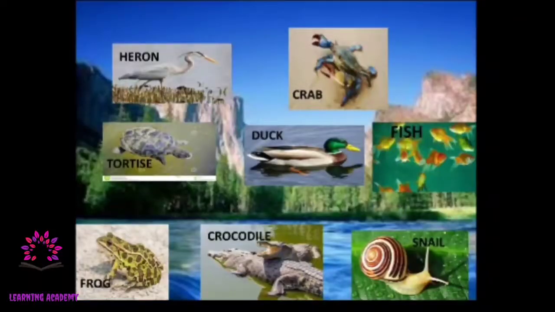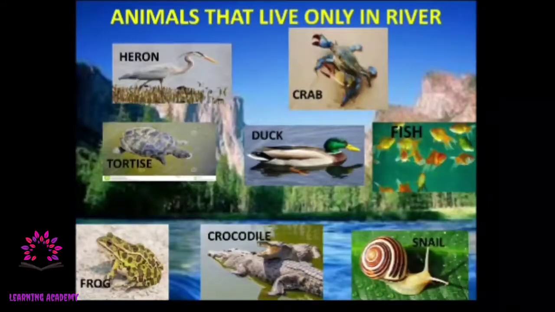Next, we'll see animals that live only in river. There are some animals that live only in river water, such as heron, crab, tortoise, duck, fish, frog, crocodile, snail, and there are some other animals which live only in water.